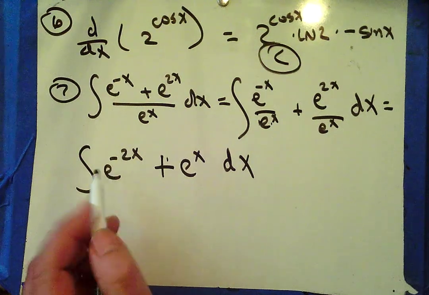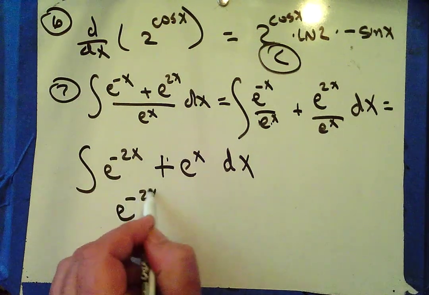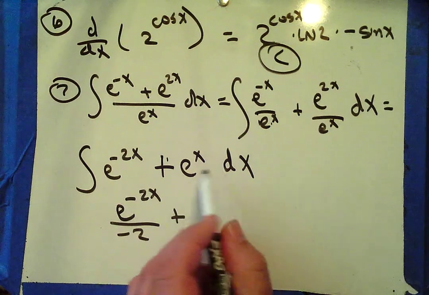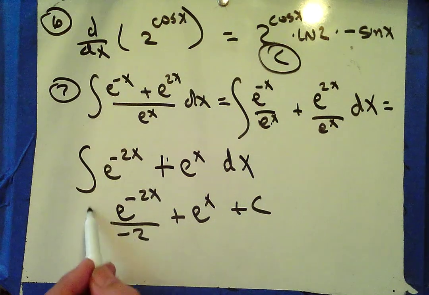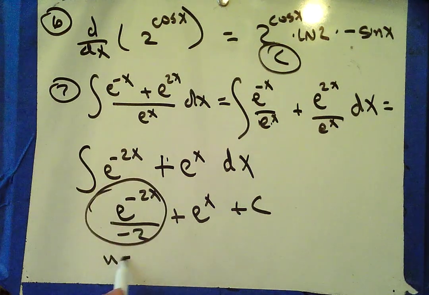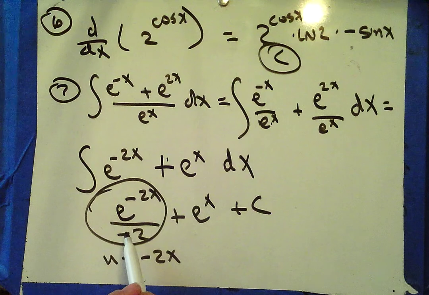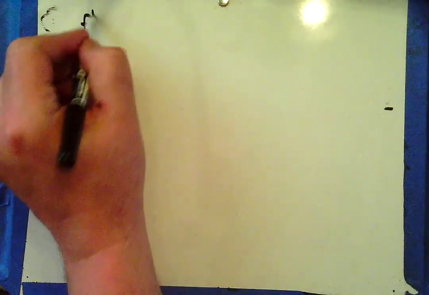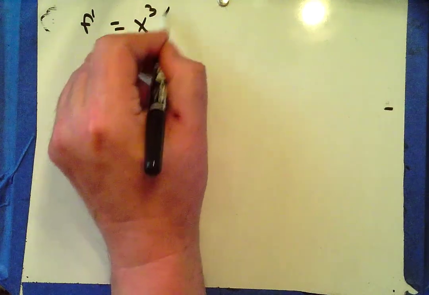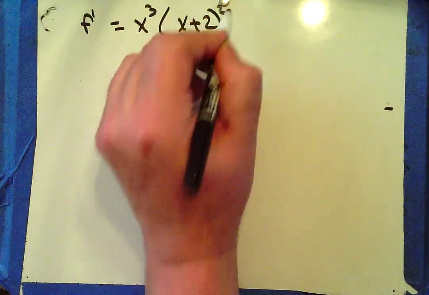Okay, the antiderivative here is going to be e to the minus 2x over negative 2, plus the antiderivative here is e to the x. Don't forget the plus c. If you're not sure how I did this, do a u substitution with u equal to negative 2x, and that should get you there. I've got choice D here. Choice D.